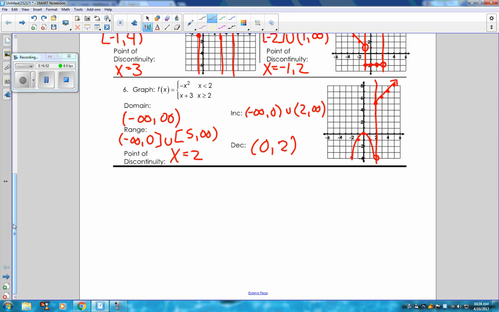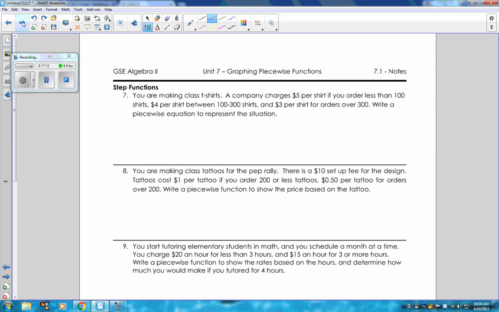Are there any questions? So if we look at the next page, so you can get the stuff that you missed, instead of giving the formula and graphing, they're giving us a problem and they're asking us to write the formula.